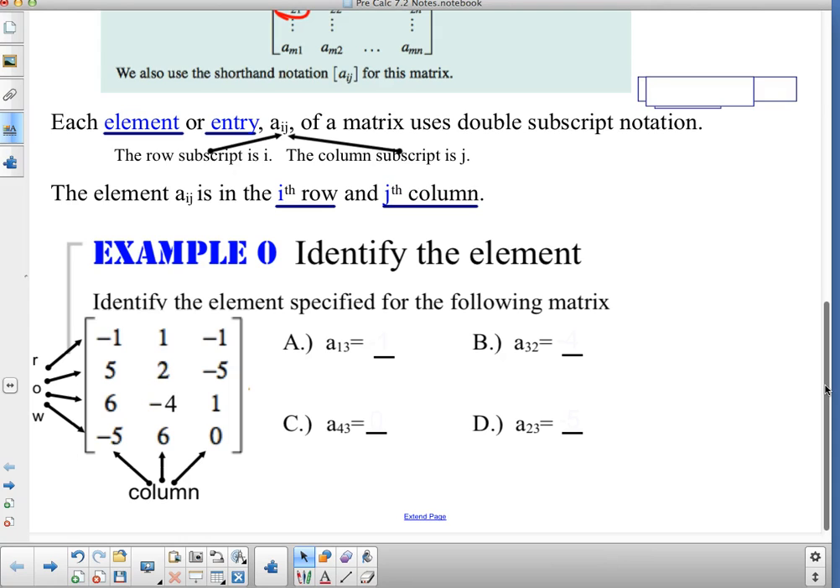Identify the element specified for the following matrix. -1 is row 1, column 1, but I'm looking for row 1, column 3. Should be -1 as well. Please use this row, column notation to identify the next 3 items.